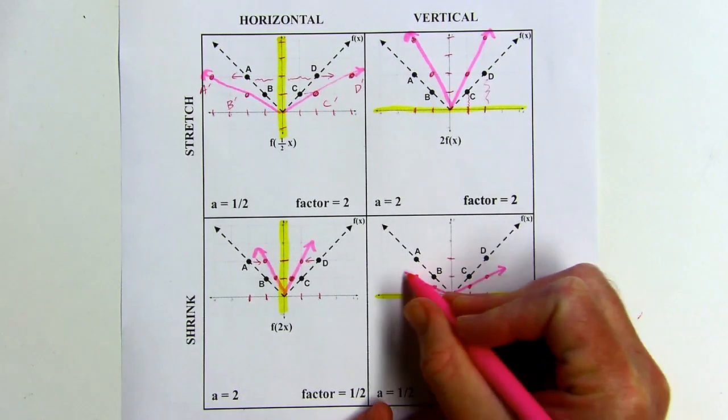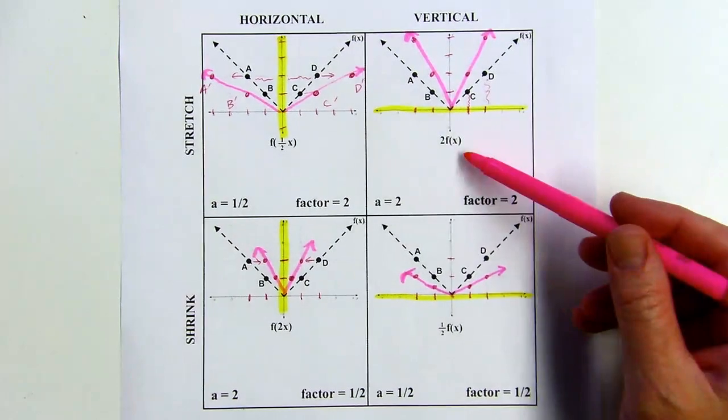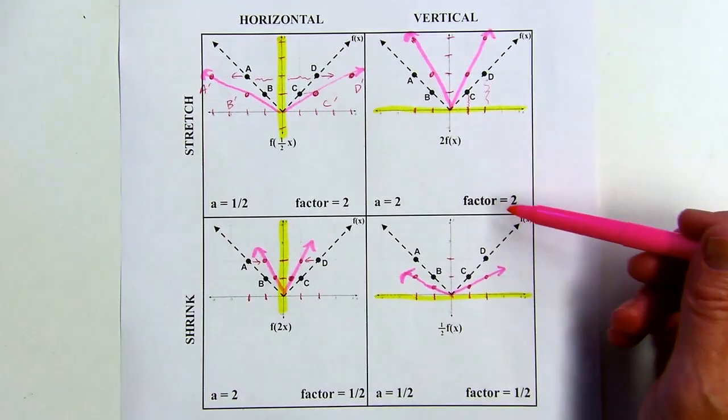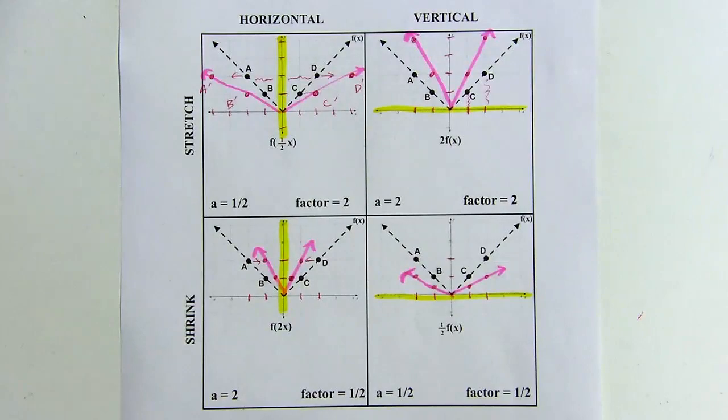Okay, so yeah, a lot to process, but at least we got it all in one chart here. And you know, I'm using 2 and 1/2, but if we did 3, then my factor would be 3, and I would triple the height of those points or whatever, right? Okay. All right, let's try some examples on the next page.